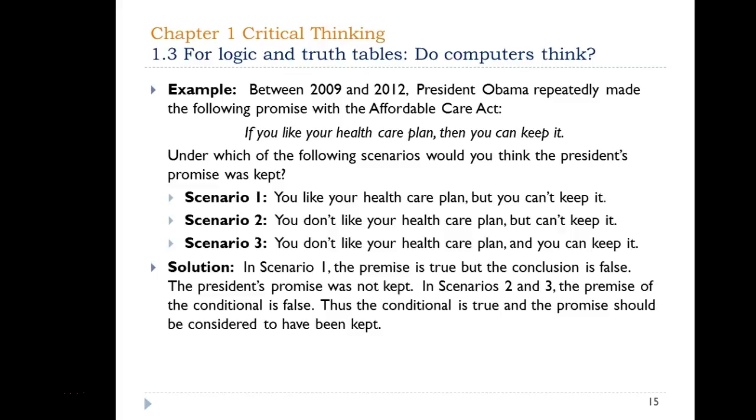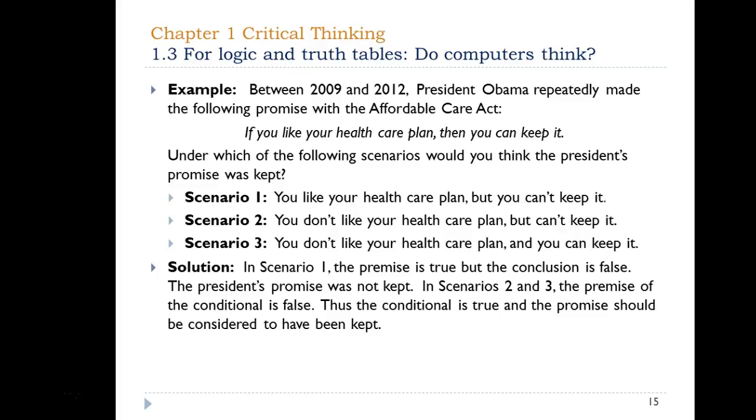1. You like your healthcare plan, but you can't keep it. 2. You don't like your healthcare plan, but you can't keep it. 3. You don't like your healthcare plan, and you can keep it. In scenario 1, the premise is true, but the conclusion is false. In that case, the president's promise was not kept.